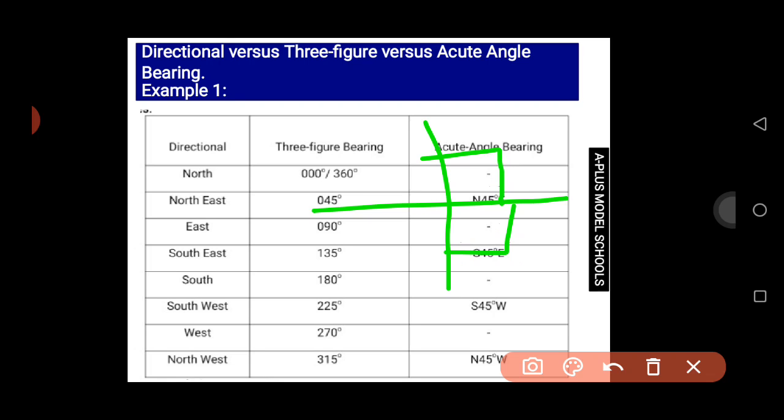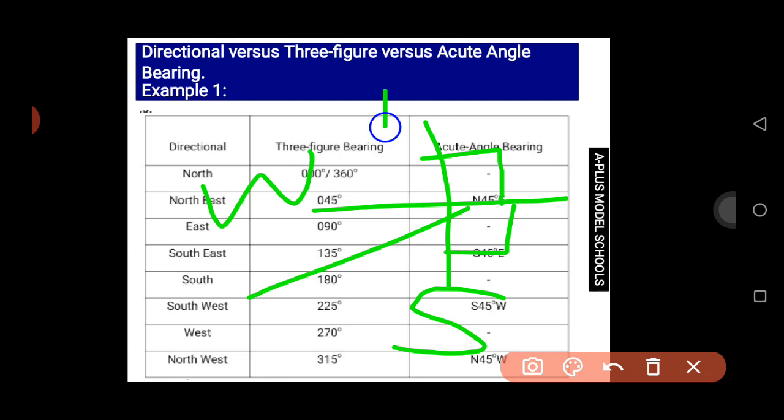Then the next one is if I have south here and west, between south and west. If I want to read my angle, I will count from the north pole to southwest. Don't forget from north to south, that is 180, which is 90 plus 90. Then 180 plus 45, that is 225 degrees.